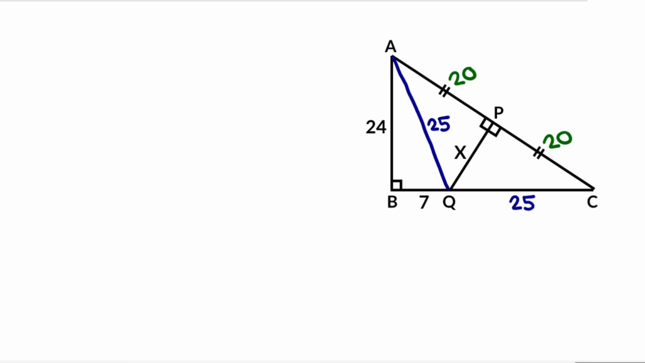We're almost there. Look at the smaller right triangle, CPQ. We know its hypotenuse, CQ, is 25. We also know one leg, CP, is 20, and the other leg, PQ, is our mystery length X. So one final use of the Pythagorean theorem: X squared plus 20 squared equals 25 squared.